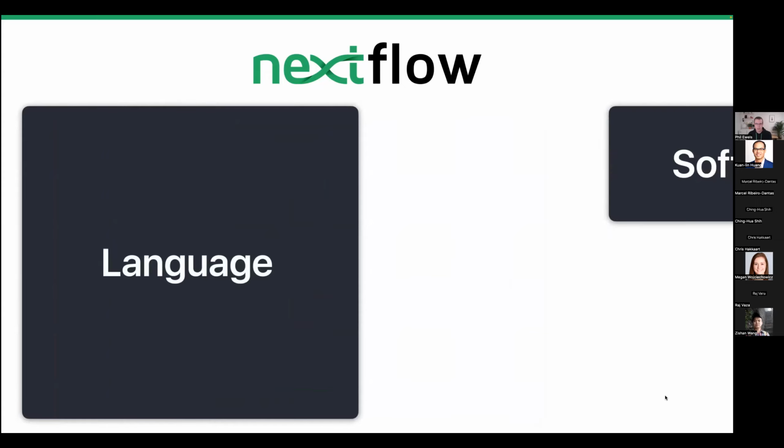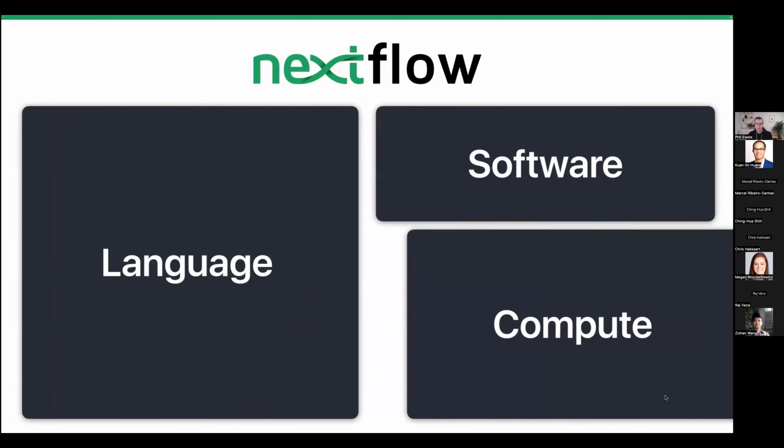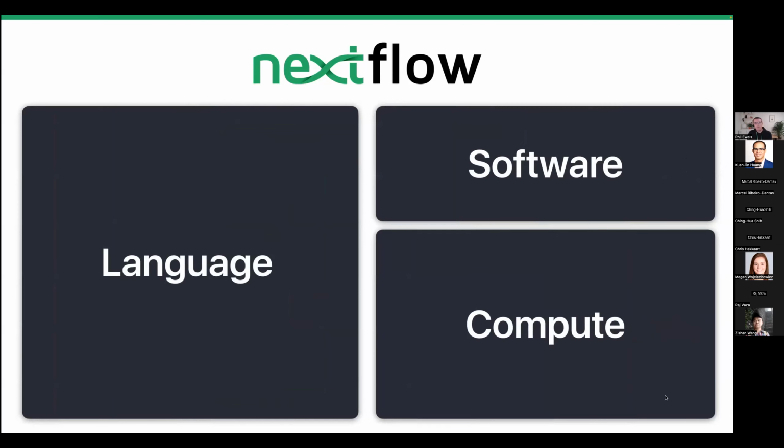So Nextflow is a language. And underneath that language layer, it gives you a lot more. So the language layer is extended by configuration. And within the configuration, we can tie in software and also different compute. So what do I mean here?